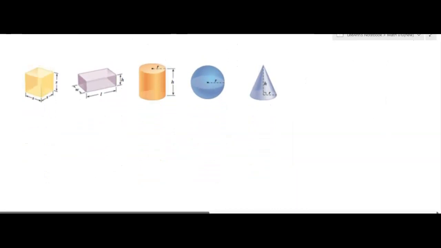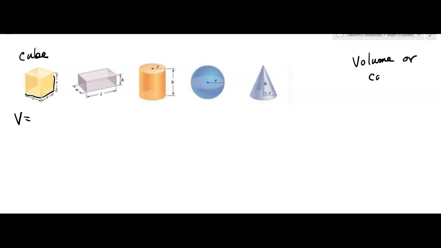Now we have three-dimensional figures. So this is a cube. It's like a die or something like that, where the sides are all equal. Okay, the height, the length, and the width are all equal. And so to find the volume of a cube, now volume is how much it holds. Volume is capacity, or space. That's how much space it's taking up. Okay.